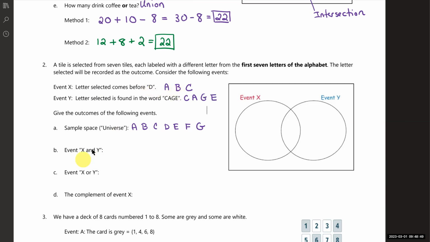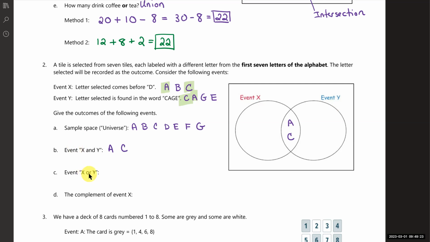And then part B says, let's find the outcomes in the event X and Y. So letters that are common to both X and Y. And I'll be putting those here in that intersection. So the letters that they share, I'm just going to highlight them. Both of those events contain an A. Both of those events contain a C. So the A and the C are part of event X, and they're also part of event Y. So that is A and C.